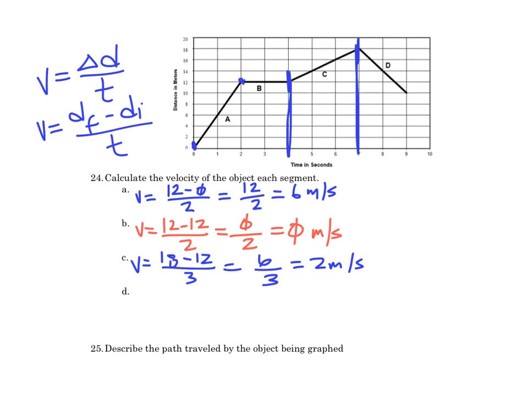And the last one is D. We said it's a negative slope, so it should have a negative velocity. Okay, so let's set it up. Velocity equals final position minus initial position. It started here at 18 and ended here at 10. So final position is 10. Initial position was at 18. Divided by, count the spaces, 1, 2 seconds. So 10 minus 18 is a negative 8. Divided by a positive 2 gives me a negative 4 meters per second.